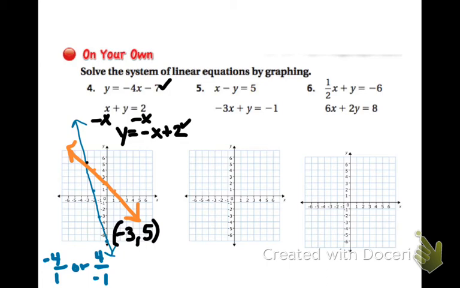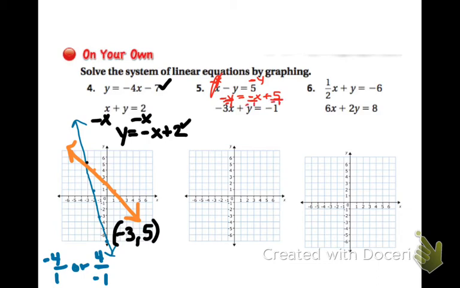In the next equation, the first equation, I need to subtract x from both sides. Okay, when I do that, the x's cancel out. I get negative y is equal to negative x plus 5. But slope-intercept form needs y by itself, not negative y. So the last thing I have to do is divide everything by a -1.